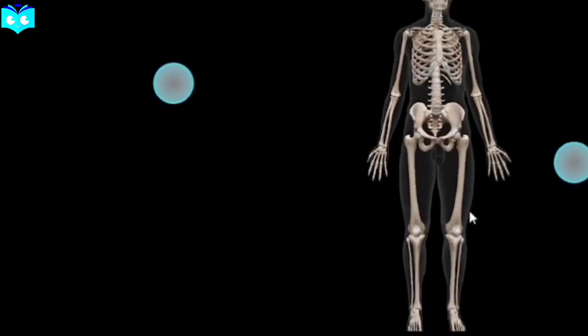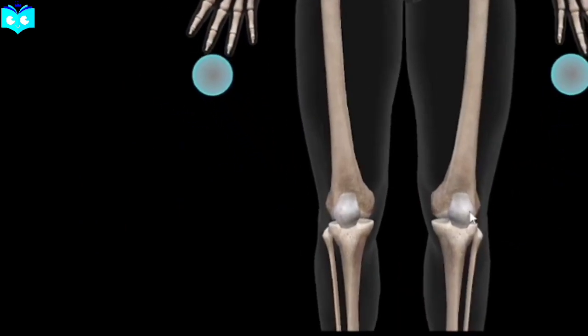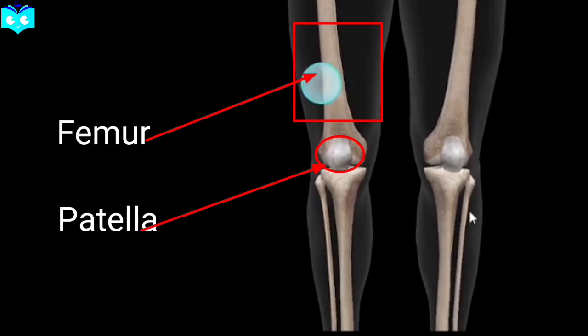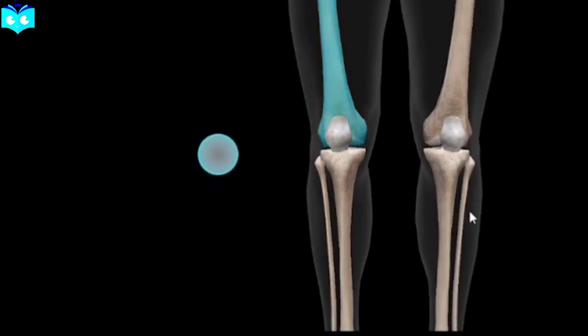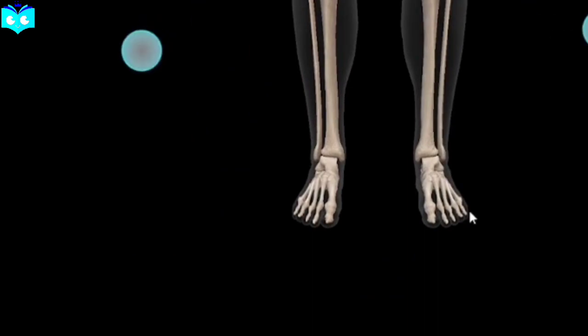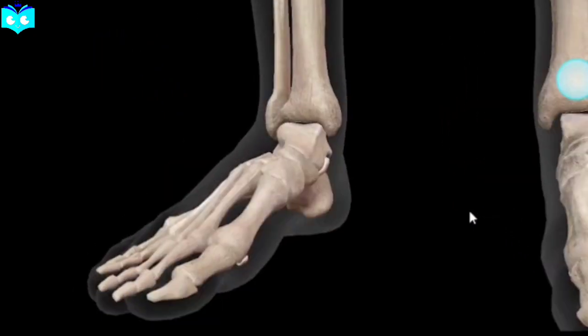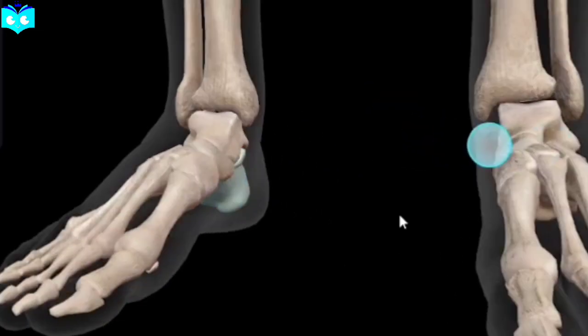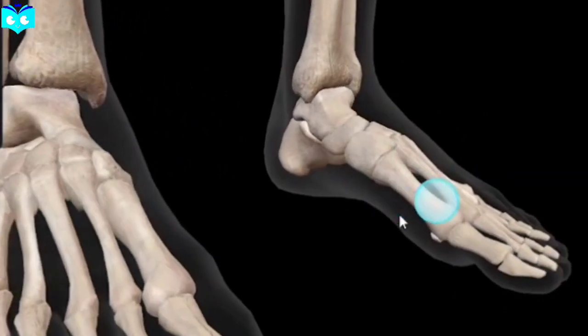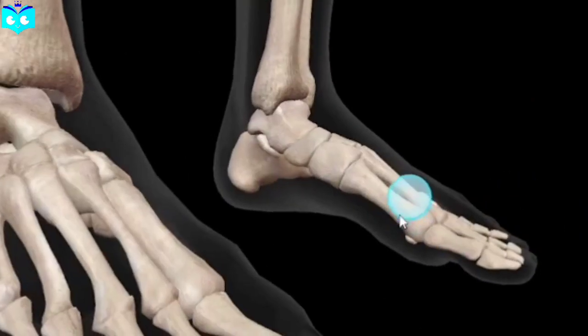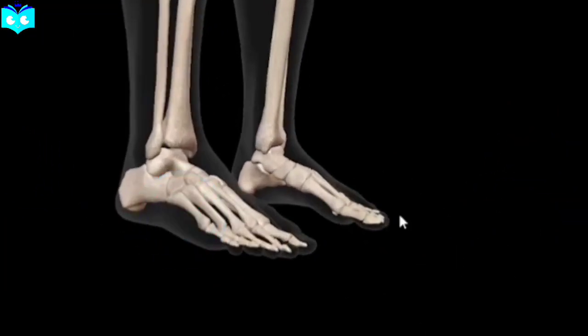And now moving to the legs. This one is the femur, which is also the longest bone in the human body. This is the patella bone, which is also paired in number. And this is the tibia, and this is the fibula. There are also 7 small bones at the joints, known as the tarsals. These are the 7 tarsals, and then these 5 are the metatarsals, and the rest, 14, are the phalanges.